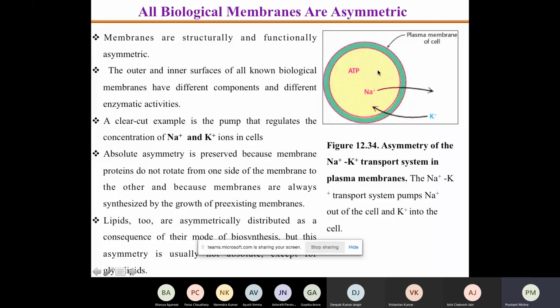So you have an asymmetric composition of the membrane, outer membrane and inner membrane. The inner membrane has a binding affinity for sodium ion, and it is pumped out, whereas the outer membrane has an affinity for potassium ion, and it is pumped in. In a similar way, you have asymmetry of the lipid molecules as well.